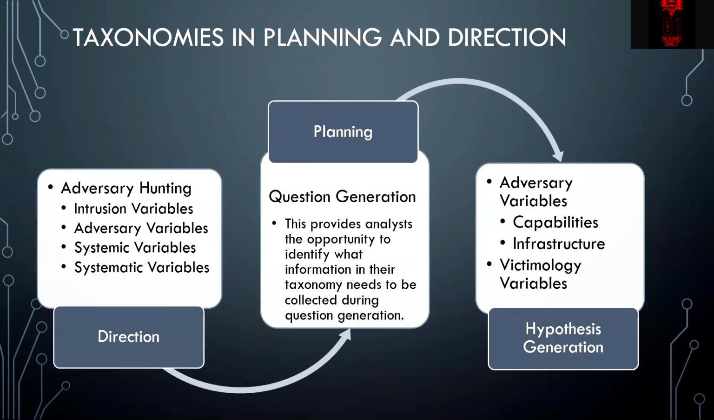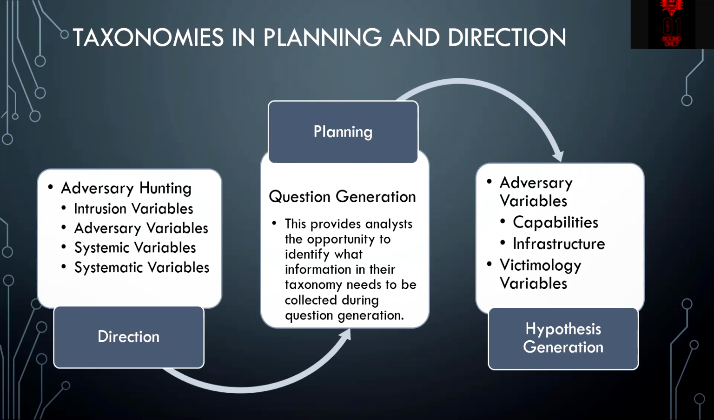All right, so taxonomies in planning and direction. When we're looking at direction, you're really developing how you're going to perform your analysis. In this case, I use an example of adversary hunting. I'm looking at the information that I want to collect. I want to collect intrusion variables. I want to collect data about how the adversary acts, which is adversary variables in my system.